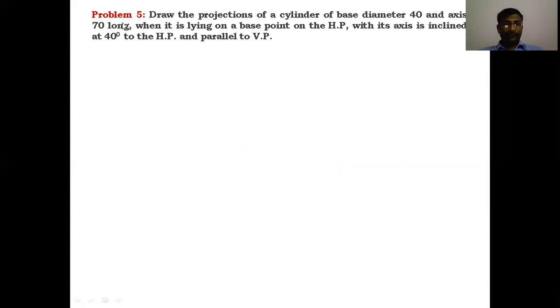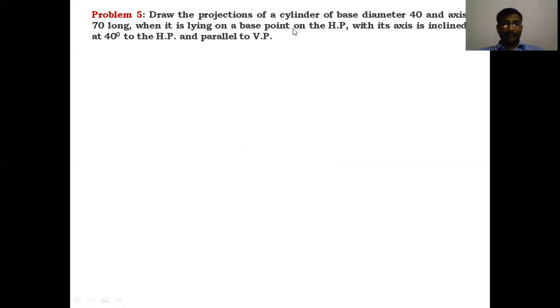This is the first problem. Draw the projections of a cylinder of base diameter 40 mm. First of all, you have to draw the cylinder in different positions. Base diameter 40 is given, and axis length is 70 long. Listen carefully. This is the first problem in solids 1.